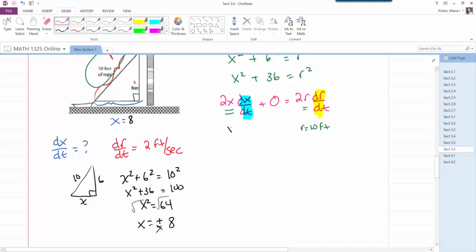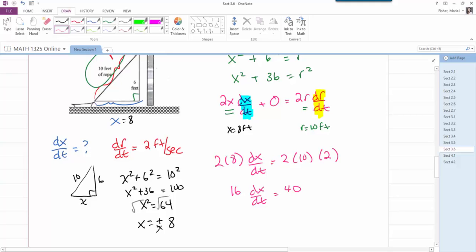So now we have all the information needed to solve for dx/dt. Plugging in, we know that 2 times 8 times dx/dt, that's what we're looking for, we don't need our plus 0, is going to equal 2 times r, which is 10, times dr/dt, which is equal to 2. So we end up with 16 dx/dt is equal to 40. Divide both sides by 16 and we get that dx/dt is equal to 40 over 16, which reduces to, both are divisible by 8, 5 halves.